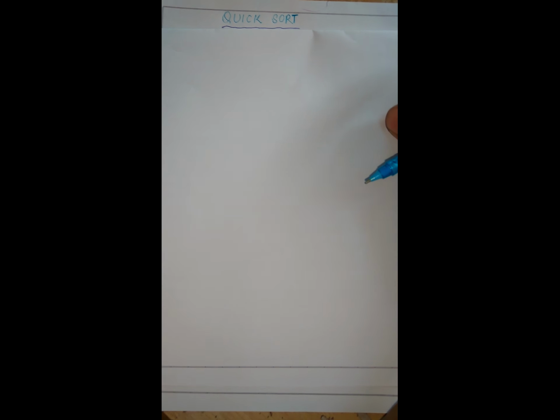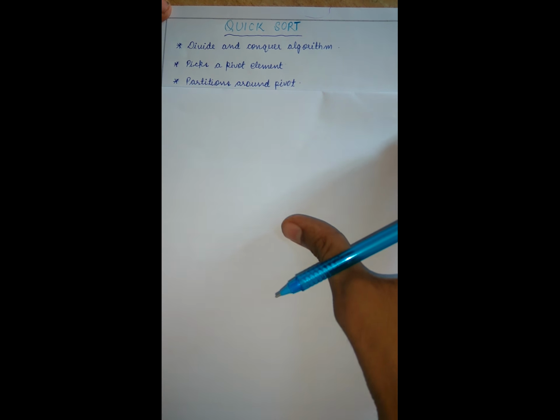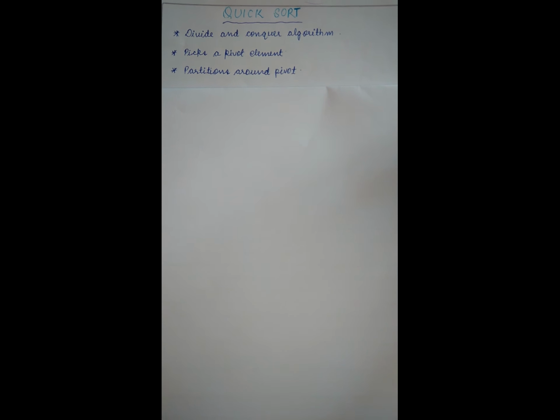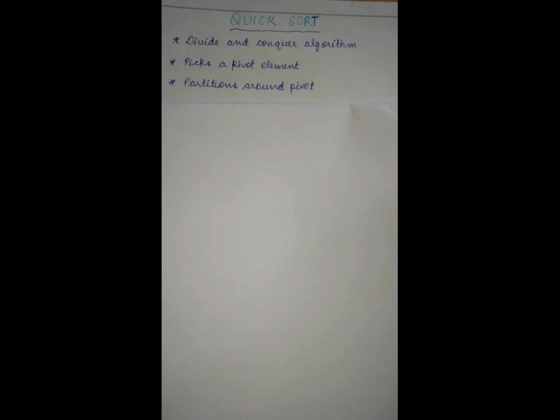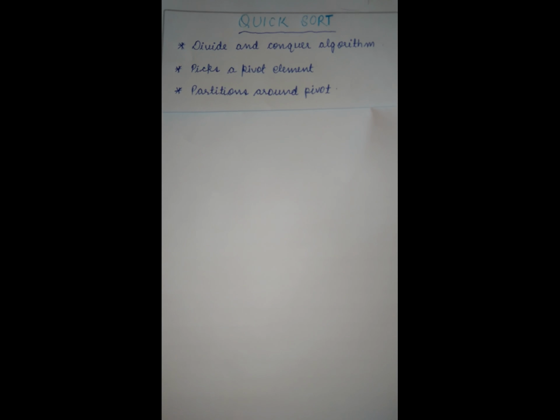In algorithms, we have different types of sorting algorithms such as quick sort, merge sort, binary sort. In this tutorial we are going to talk about quick sort. So let's quickly see what we mean by quick sort. First of all, quick sort is a divide and conquer algorithm. It picks an element as a pivot and partitions the given array around the picked pivot.